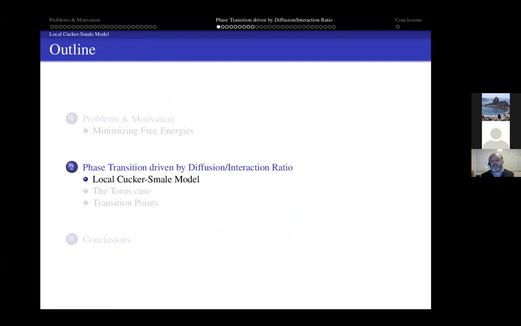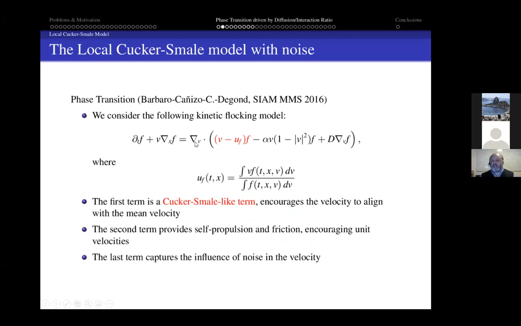So let me give you then an example of phase transition for the Kuramoto-Sakaguchi model, a bit more complicated. This is a model that comes from kinetic theory. So this is just to tell you the origin of the model. And then I will show you in the next slide the specific PDE that I'm studying. This PDE appears in some swarming problems in kinetic equations.